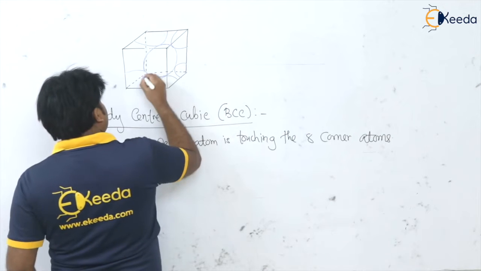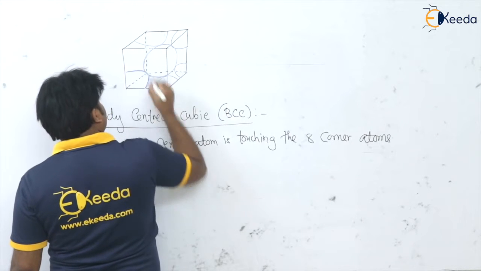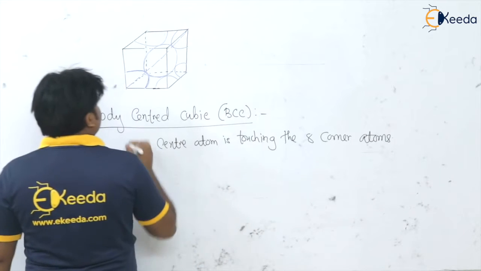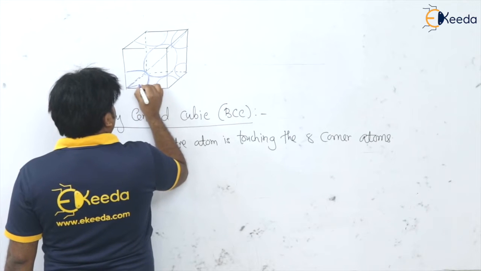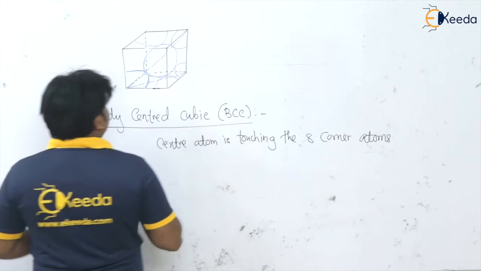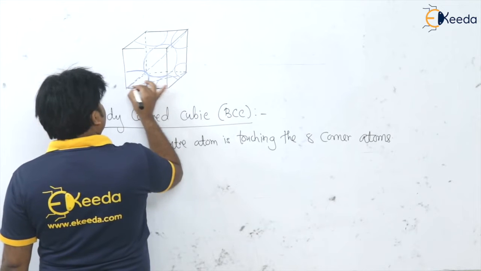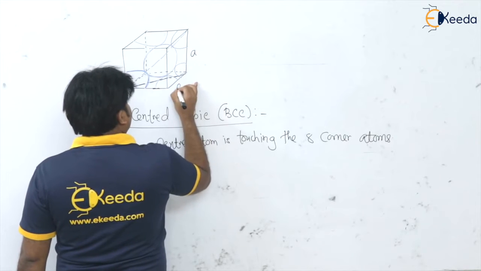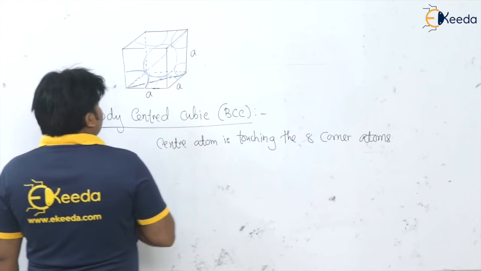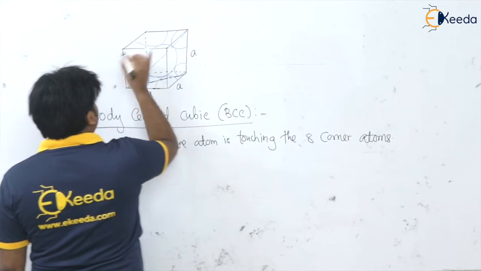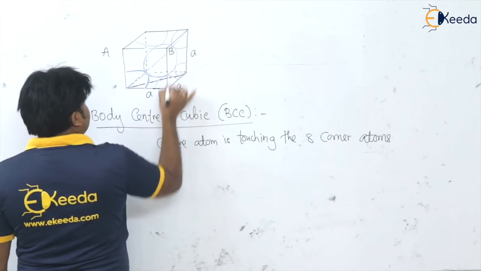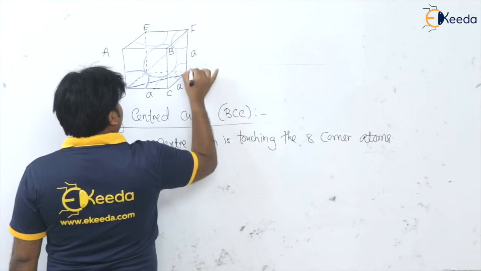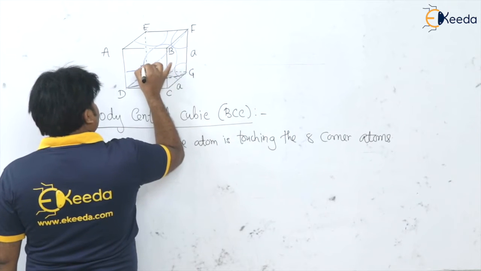So here, if I join this diagonal from here to here, isn't it? And see here, this distance is A, this is A, this is A, isn't it? Then see here, I will name this cube A, B, C, D, E, F, G, and this is H.